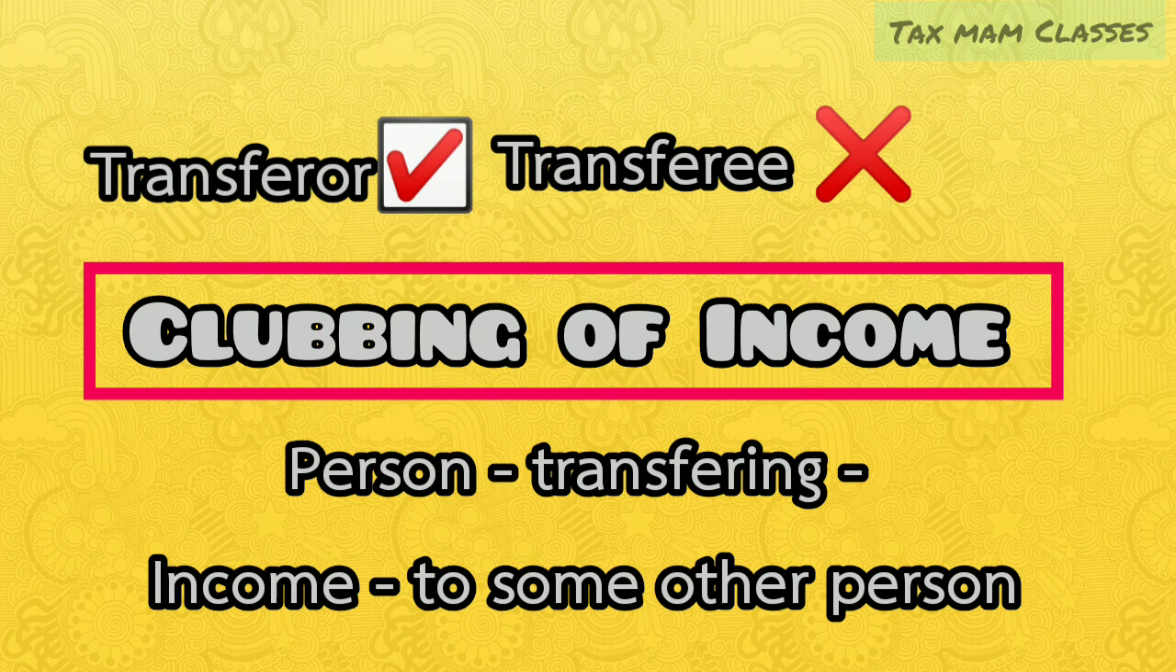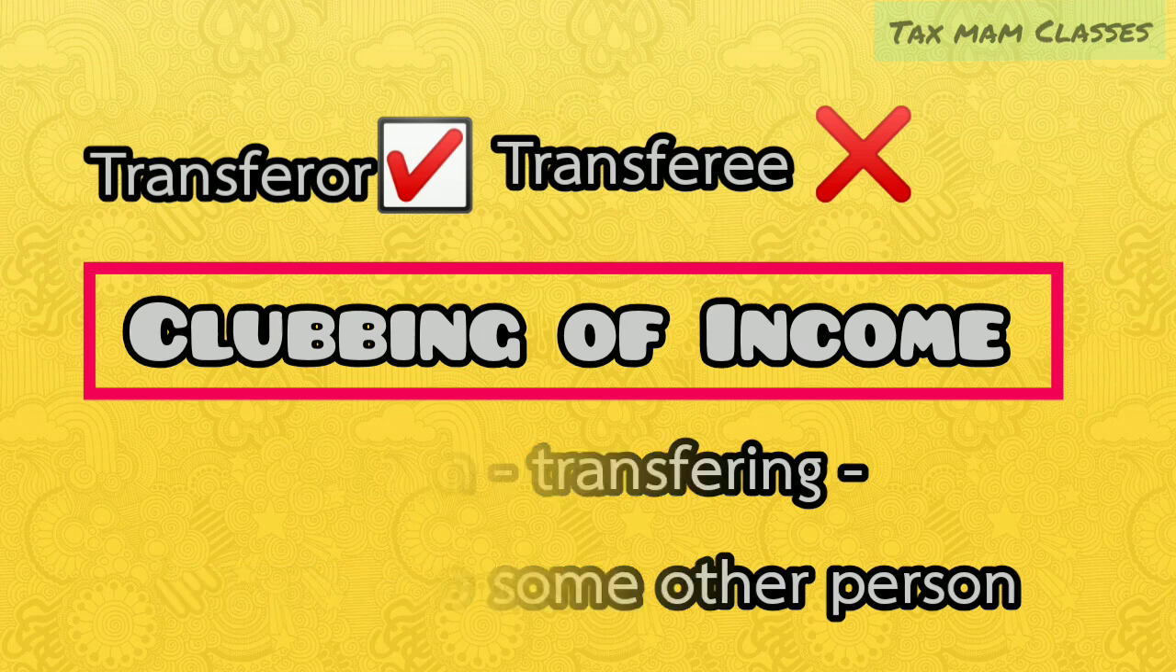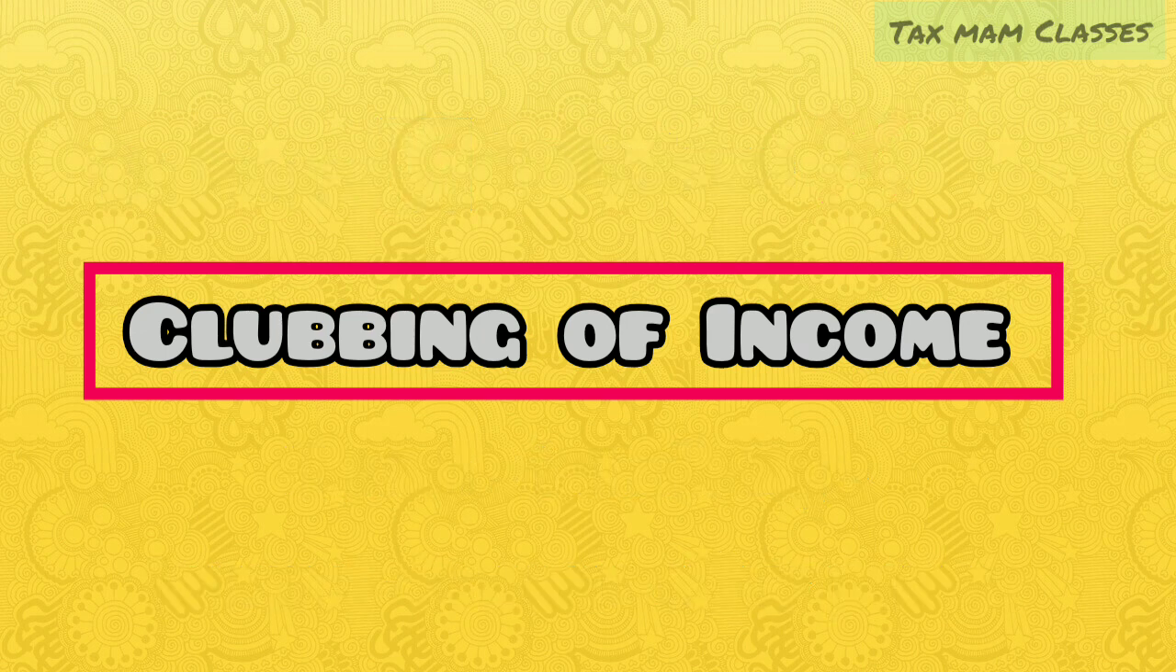Even though the transferor is transferring a part of the income to the transferee, the income whatever he is transferring will be charged in the hands of the transferor, but not in the hands of the transferee. This rule was given under the clubbing of income, and we have the provisions. So let's see all the provisions and let's learn the clubbing of income.